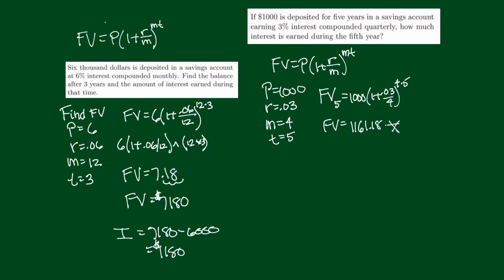But now the question says, how much interest is earned just during the 5th year? Not all 5 years, right? During all 5 years, how much interest did we make? We put in 1,000, so the interest is right there. We made $161.18. What did we make just during the 5th year? That 161.18 took us 5 years to accumulate. What did we get in just the last year?